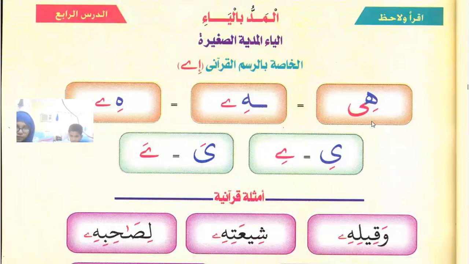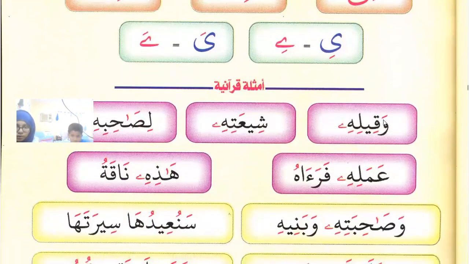Riyan. Yes. He. This is ya, long. Yeah. He. This is short. Ye. This is also short. Ye. Yeah. Short. So these three are long and these two are short. Next.